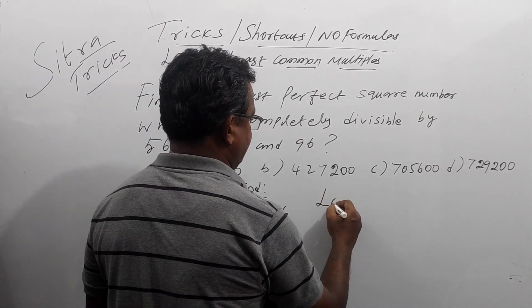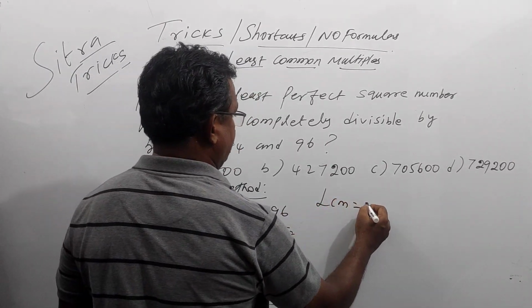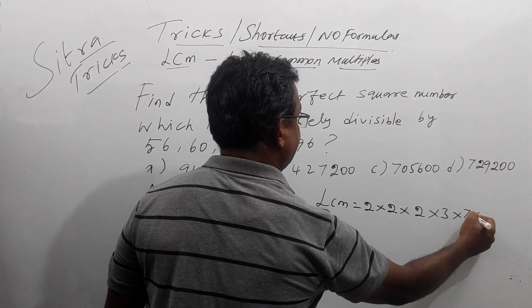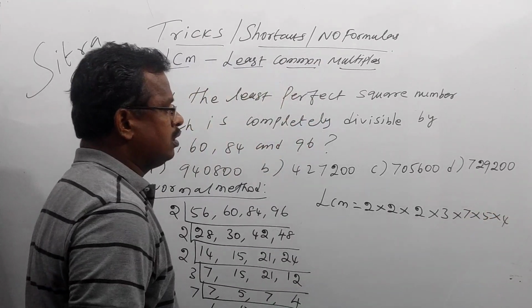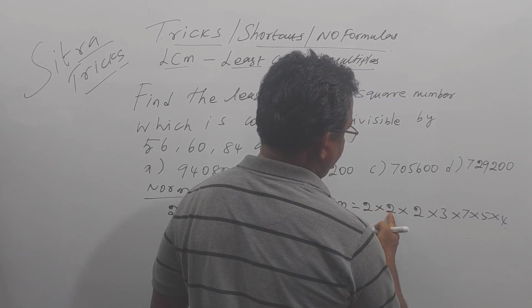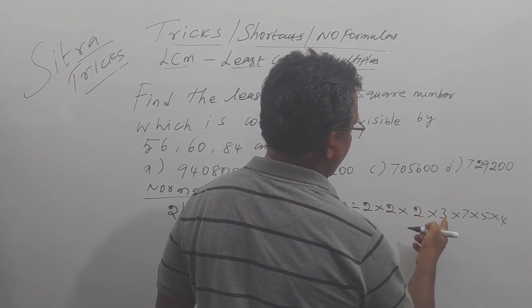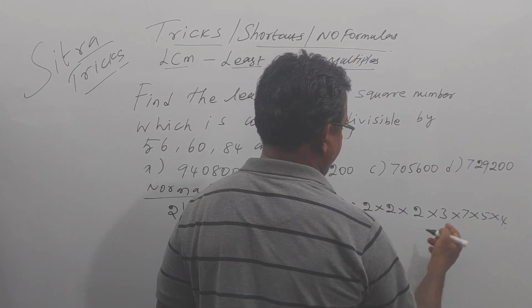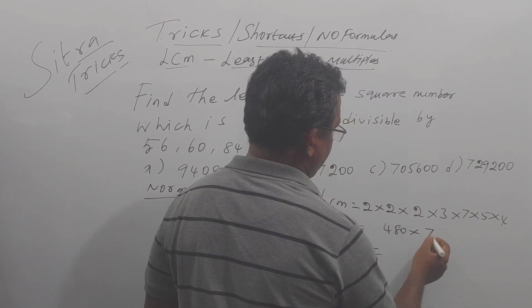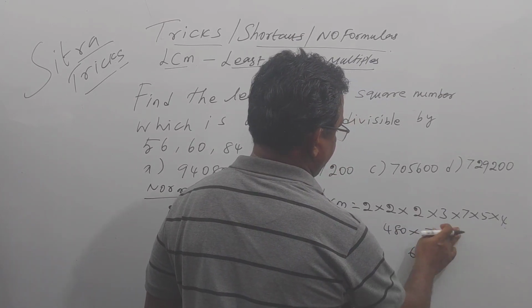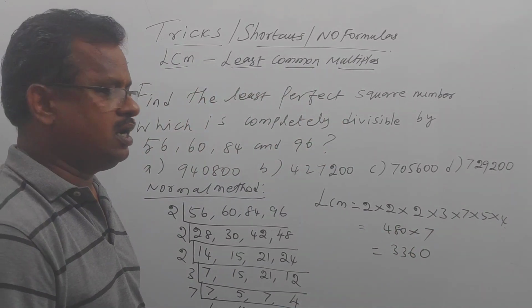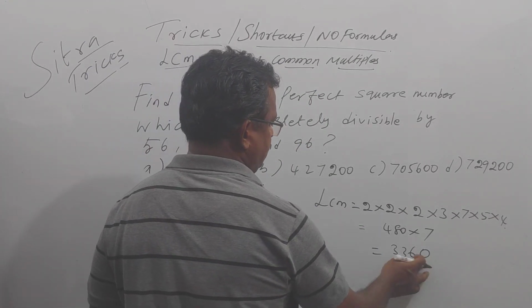So the LCM equals 2 into 2 into 2 into 3 into 7 into 5 into 4, which gives 3360. So the LCM is 3360, and the answer is a multiple of it.